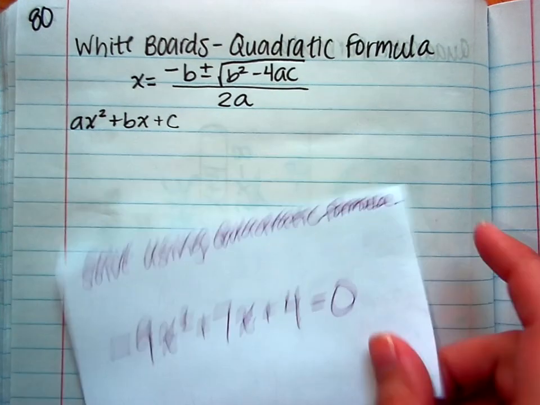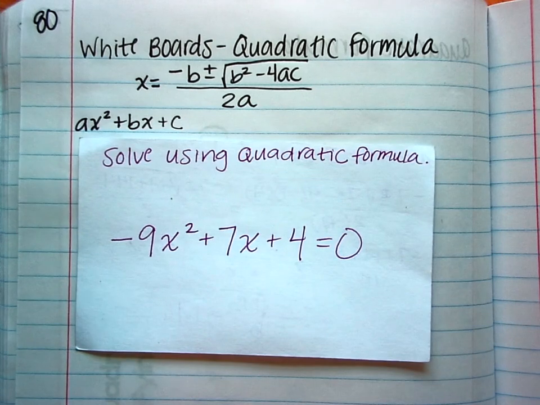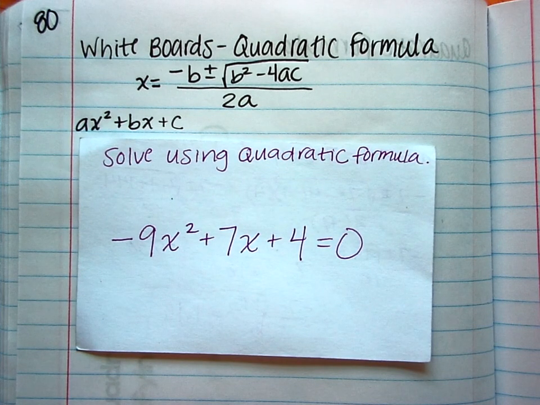Okay, the next problem we had was this one, negative 9x squared plus 7x plus 4 equals 0. Go ahead, pause the video if you need more time to finish this problem.